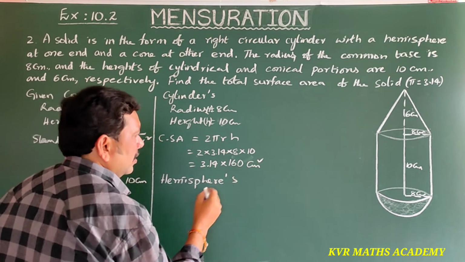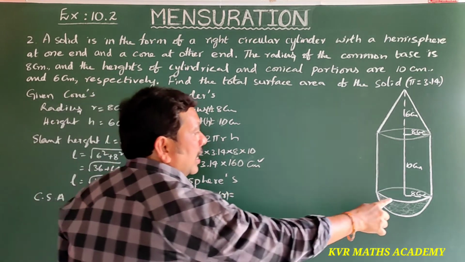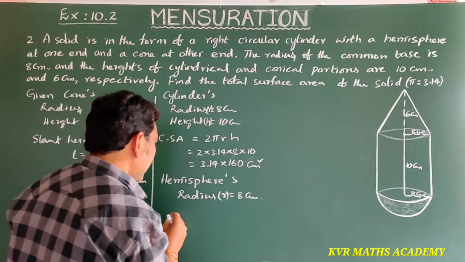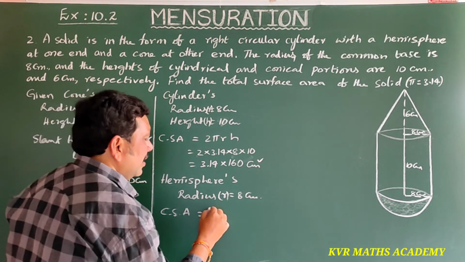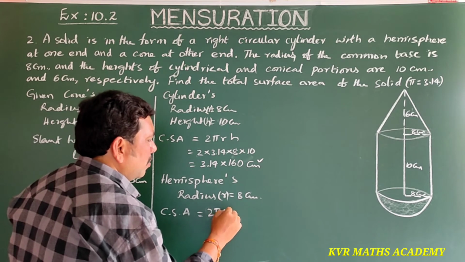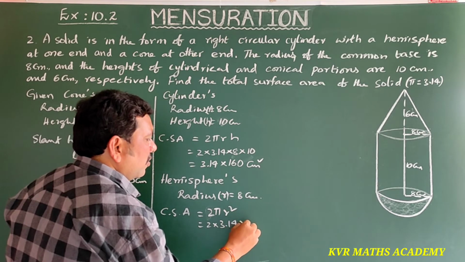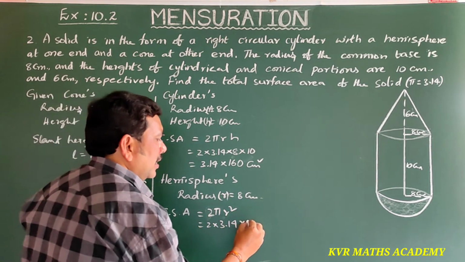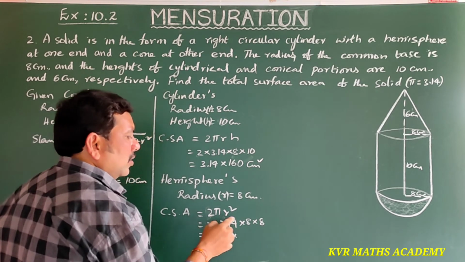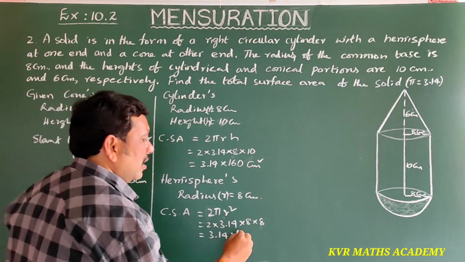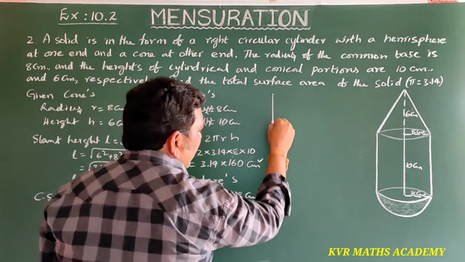Hemisphere. Radius r is equal to 8 only, no? 8 centimeters. Next, the CSA of the hemisphere is 2 pi r square. So that is equal to 2 into 3.14 into its radius 8 into 8. So this is 3.14 into 8 8s are 64, 64 2s are 128 centimeter square. Understood?